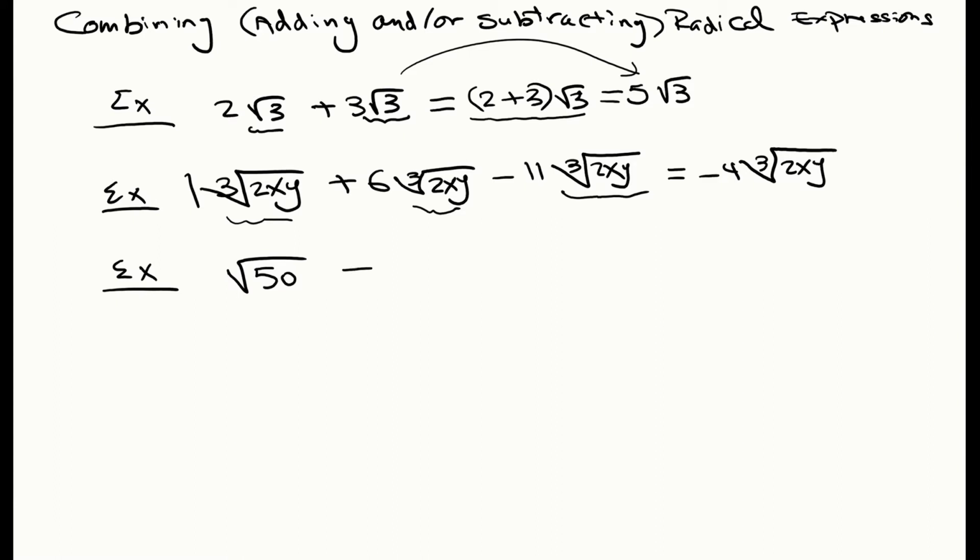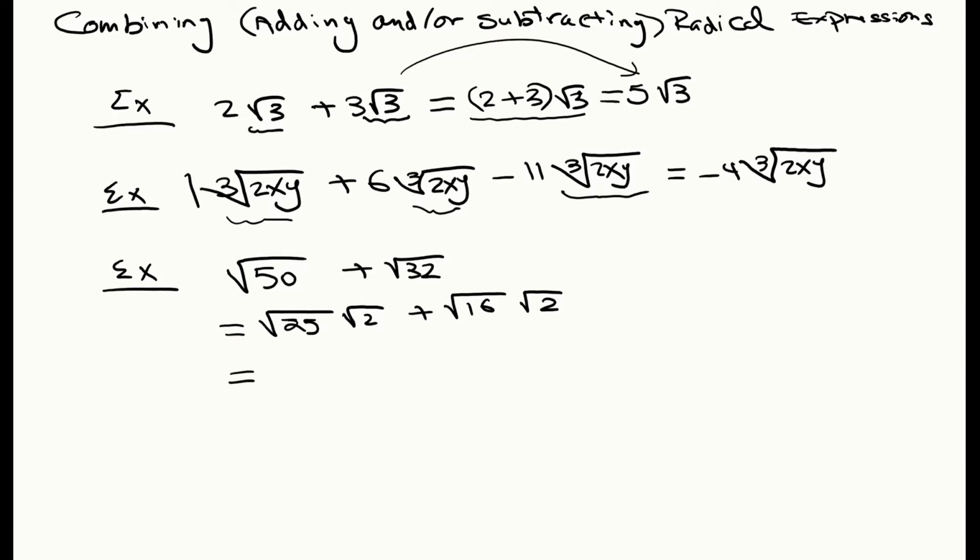Now, sometimes we may encounter a situation where it doesn't look like we have like terms, such as the square root of 50 plus the square root of 32. On the surface, it doesn't appear like we have like terms, but if we delve a little deeper with the methods we learned last time, we know that we can write the square root of 50 as the square root of 25 times the square root of 2, and we can write the square root of 32 as the square root of 16 times the square root of 2.